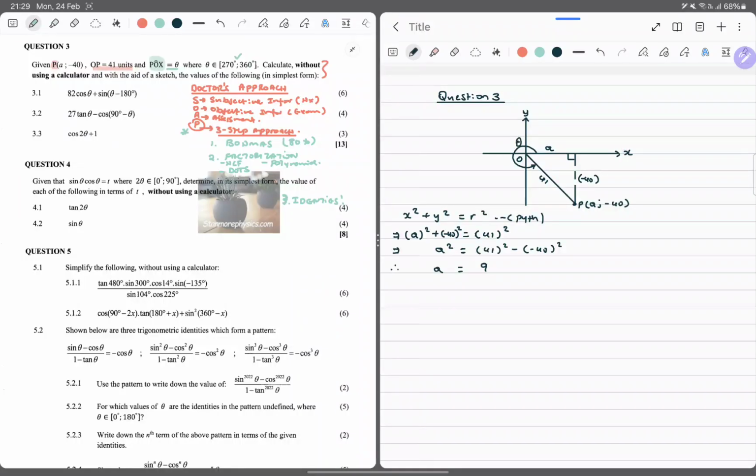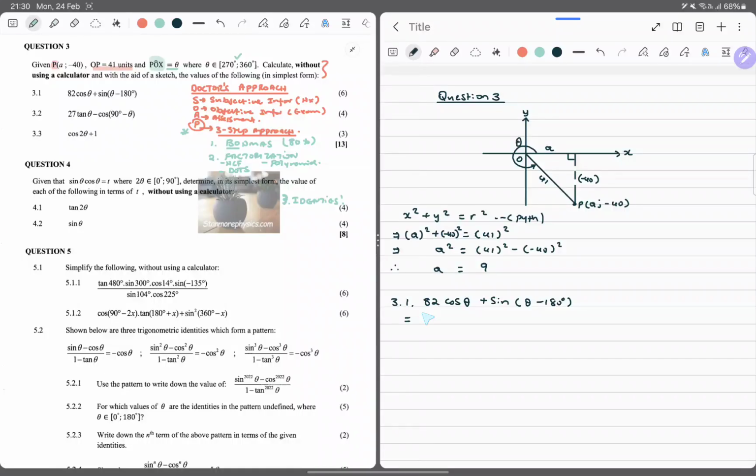From then on, we can do the assessments that, okay, now we've got 3 questions to answer. 82 cos theta plus sine of theta minus 180 degrees. Nice and easy. So what is the plan? 3-step approach. What do we see? Reduction formulae. So that's BODMAS right there. Okay, so we need to start dealing with that.